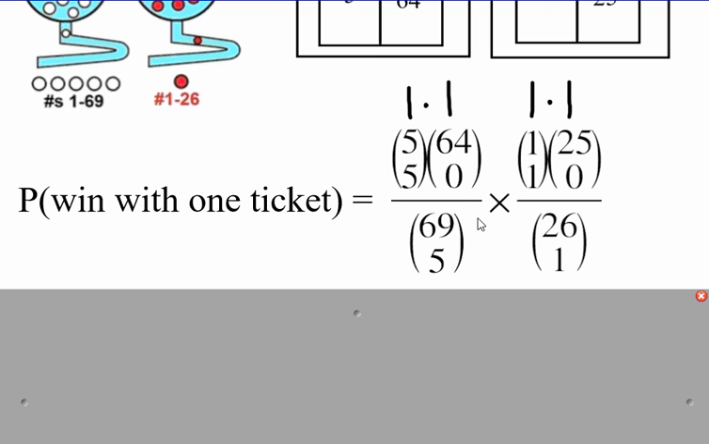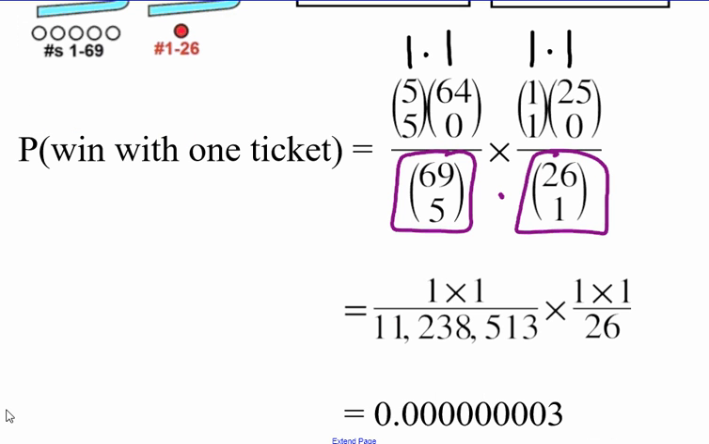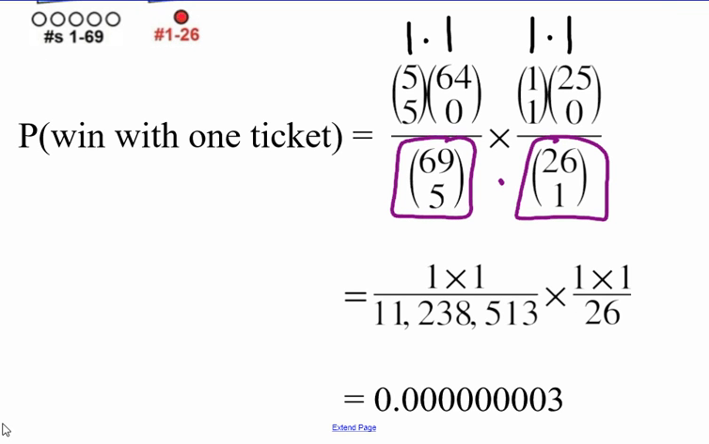Down below are the total number of possible tickets. So they're from the 69 total numbers, I need to choose 5 of them for the first part. And then from the 26 Powerball numbers, I need to choose 1 of them down below. So I need to calculate these two numbers right here, and they're going to multiply each other. When I do that, I end up with, up top I get 1, down below I get 11.2 million for just the first five numbers times 26 numbers for the Powerball.